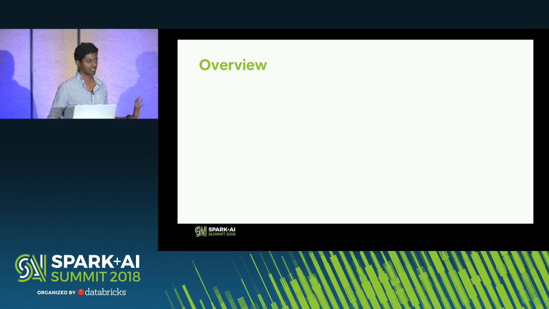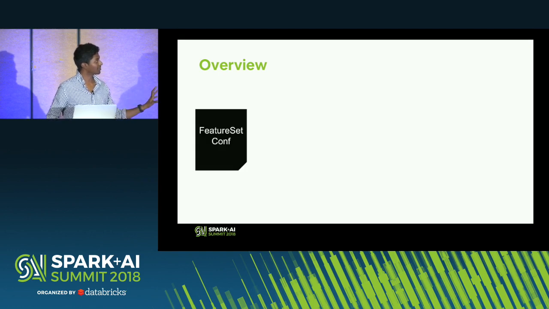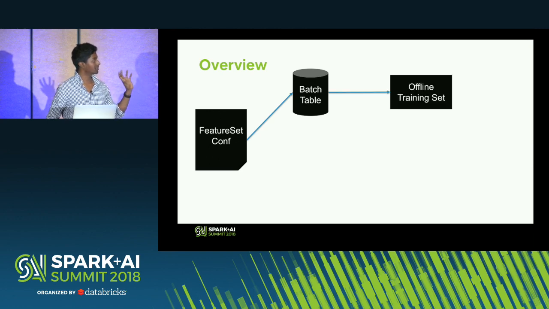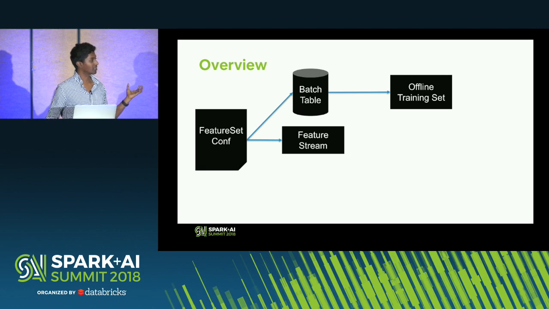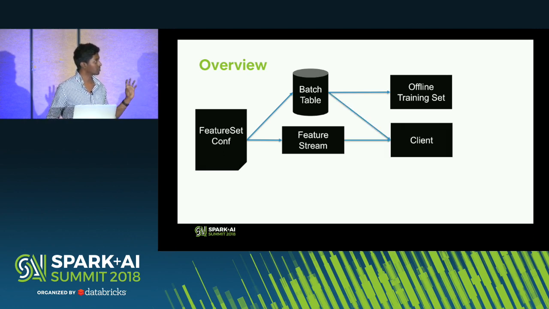Right. So this is the entire talk. I'll quickly recap what we talked about here. The user gives us a feature set. We create a batch feature set table, which can power the offline training sets. And for online scoring, we need to create feature streams for real-time features, put them together, and offer a client to the user. And we also compute a stats table which powers the data quality UI.